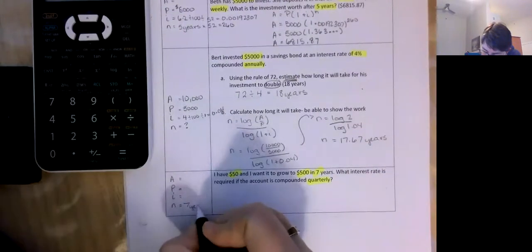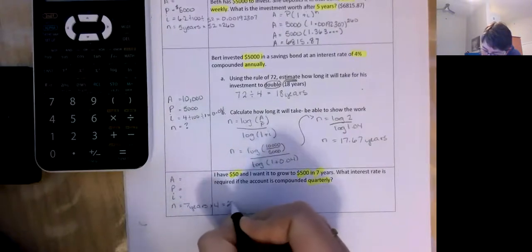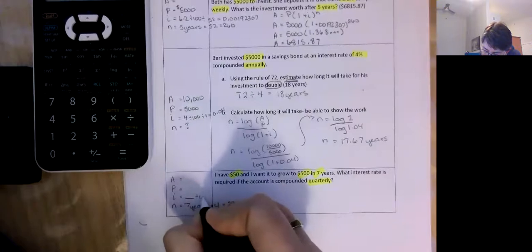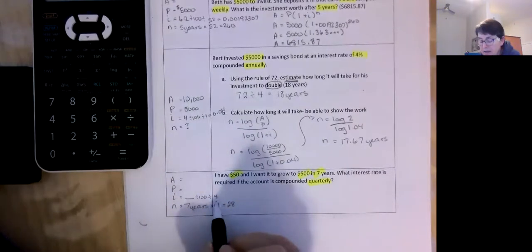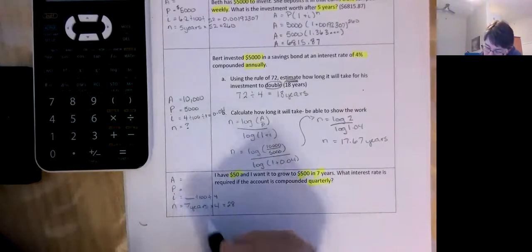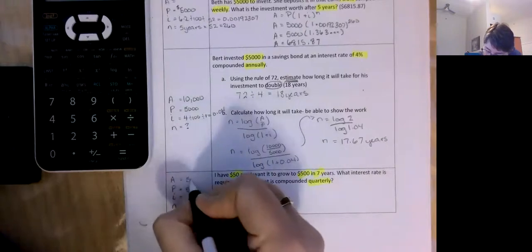7 years times 4 is 28. My interest rate, I don't know, but I'm going to divide by 100 and divide by 4. I'm putting that in there so that I remember at the very end that I'm going to have to work backwards to get here. So I'm going to have to multiply by 4 and multiply by 100. I'm starting out with $50. I want to have 500.